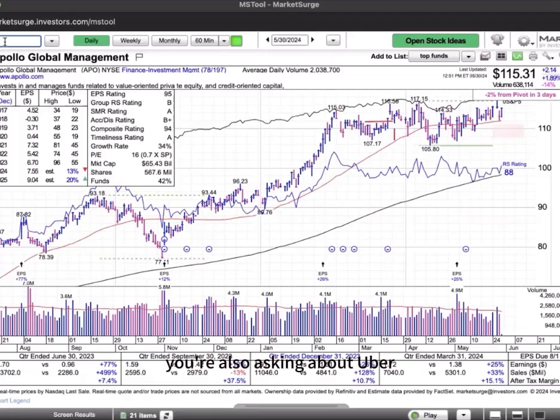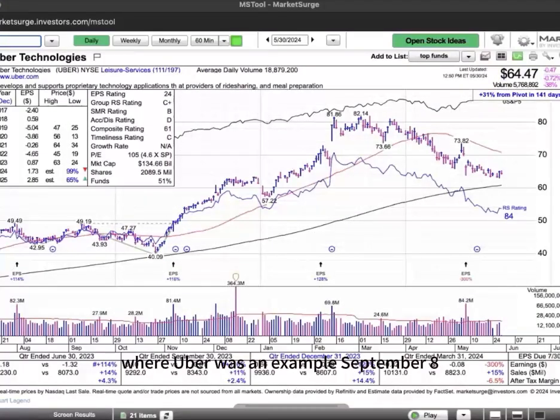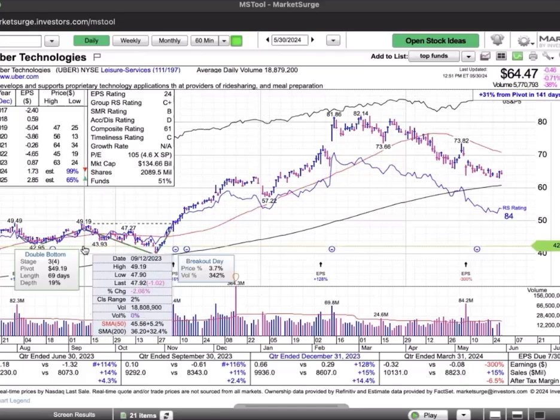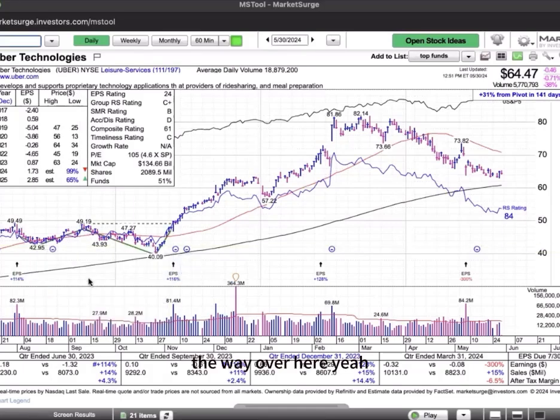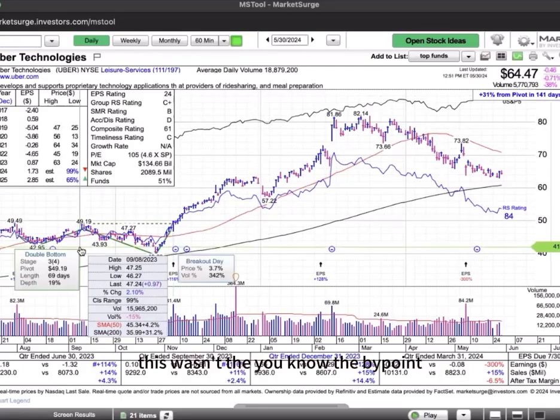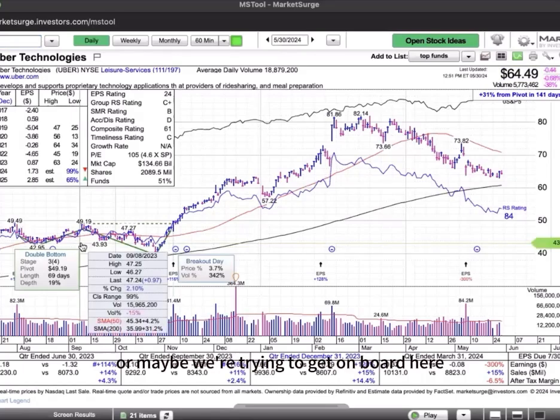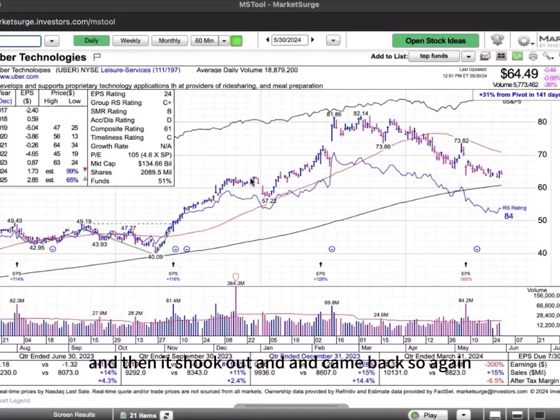You're also asking about Uber, where Uber was an example, September 8th, 2023. All the way over here. Yeah, Uber was September 8th. This wasn't the buy point we were looking at, if I'm not mistaken, or maybe we were trying to get on board here and then it shook out and came back. So again, Robbie, I'm not 100% clear on what you're asking.